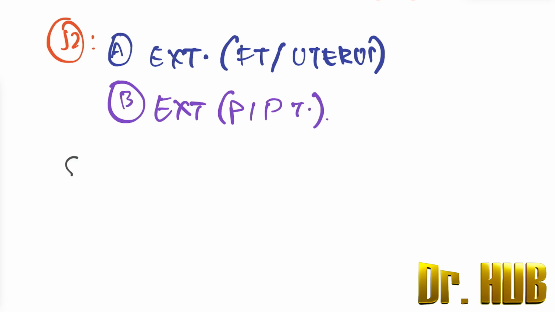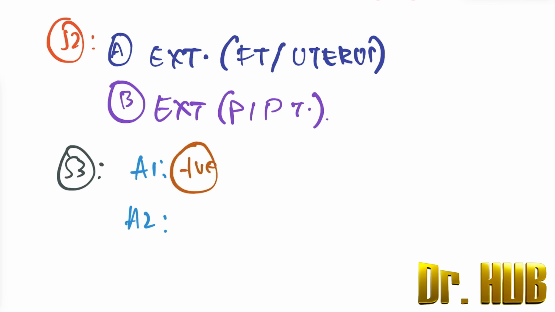Then moving on to stage 3, we will be writing it as S3. In stage 3, there is A1, A2. So what is A1 and A2? A1 means there are positive retroperitoneal lymph nodes, RPLN.